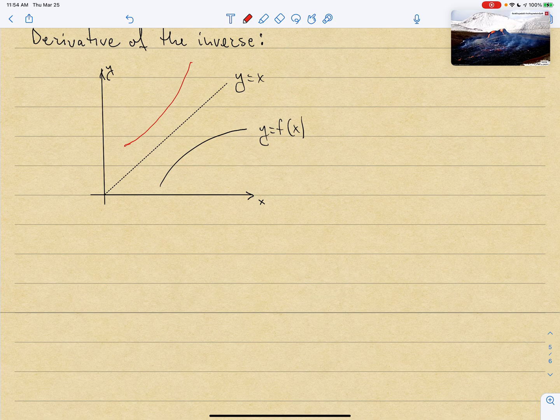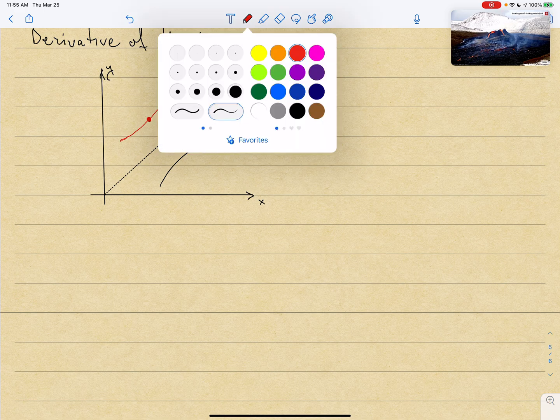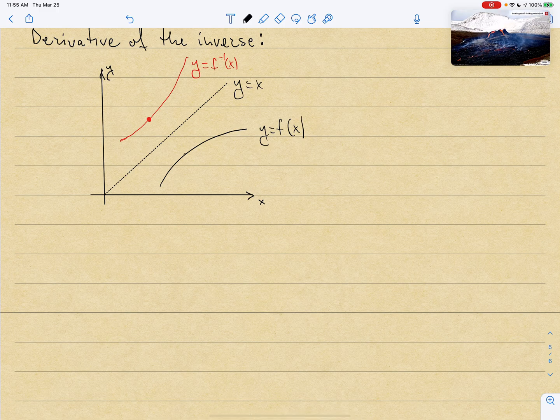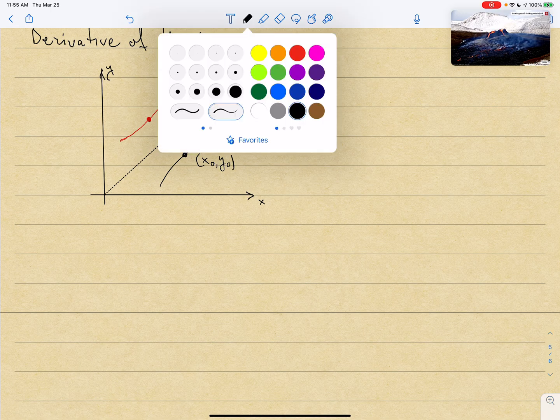So this would be x equal to f inverse of y, but then we, of course, interchange variables, so then this would also be y equal to f inverse of x. And then we know that if I look at a point, let's say up here on the graph of the inverse, it is symmetric to another point down here on the graph of the original function. And if the first point has coordinates x0, y0, then the second point will have coordinates y0, x0.